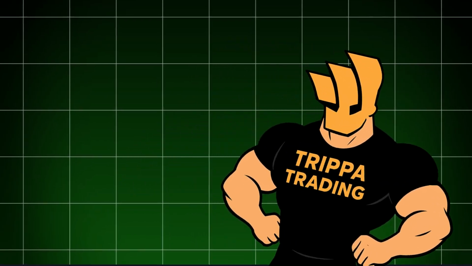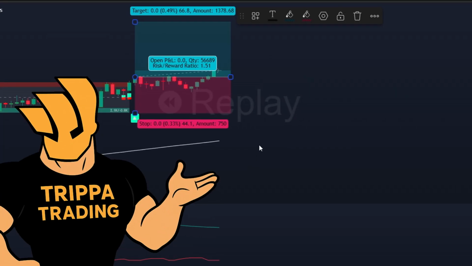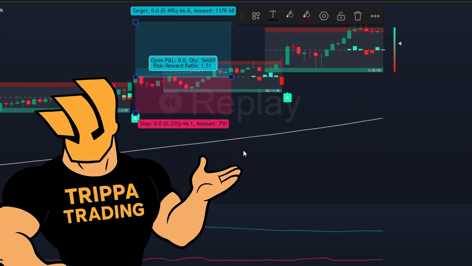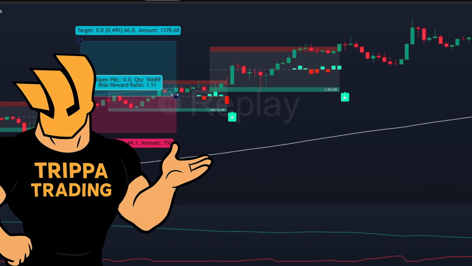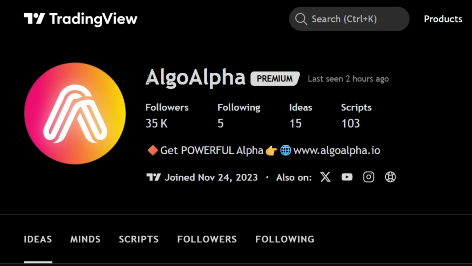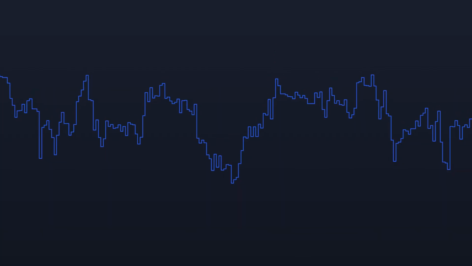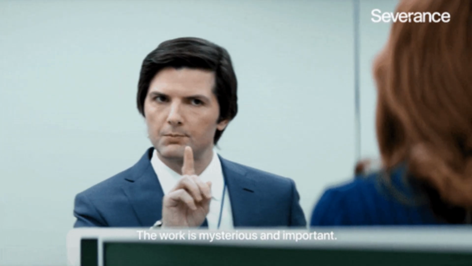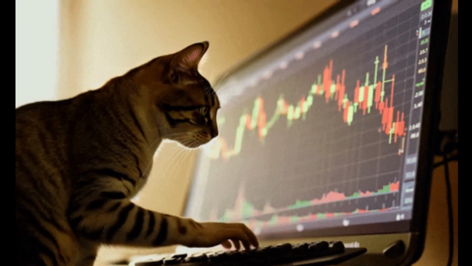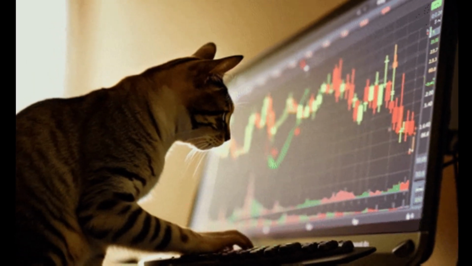Alright, if you can give me just a few minutes, I'm going to show you one of the most effective breakout strategies I've come across lately, built around a powerful tool created by Algo Alpha. Now, you might have seen breakout indicators before, but trust me, you've never used one quite like this, especially with the unique settings and combination I'm about to show you.